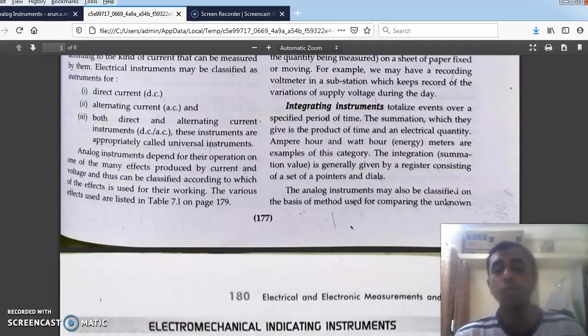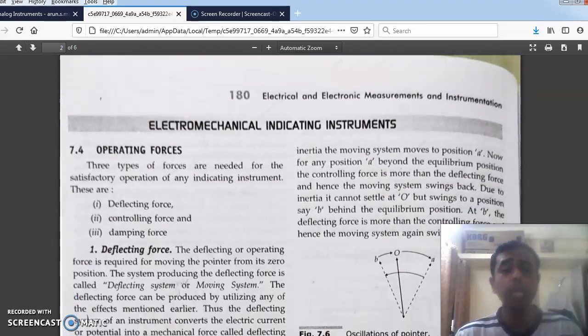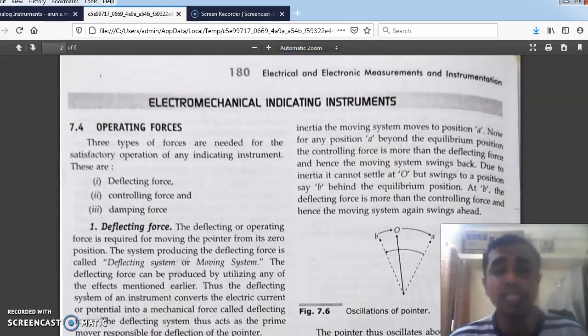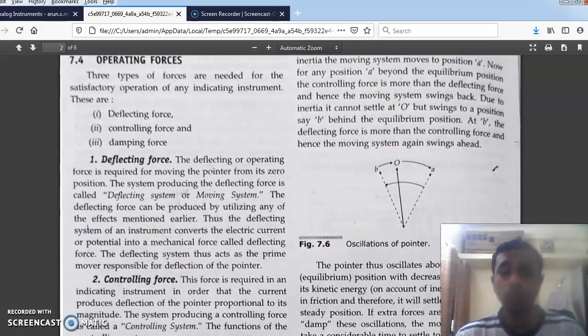So we will be moving to the first type, that is the electromechanical indicating instruments. Mainly in electromechanical indicating instruments, we have learned about three types of forces or three types of torques. Force or torque, both are correct, but mainly now we will use the word force, but at a later stage we'll be using the word torque. Okay, so these are the three different forces. One is deflecting torque, the other is controlling torque, and the last is damping torque. Very important three forces required in an electromechanical type indicating instrument. Okay, first we'll see the deflecting force.